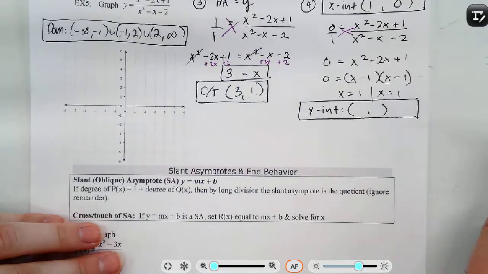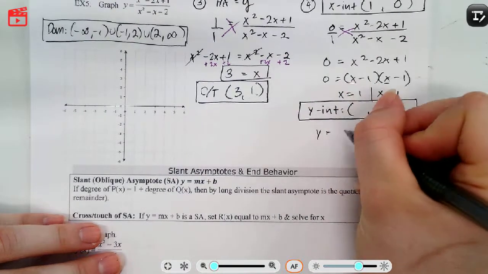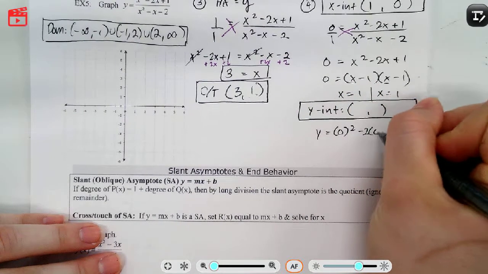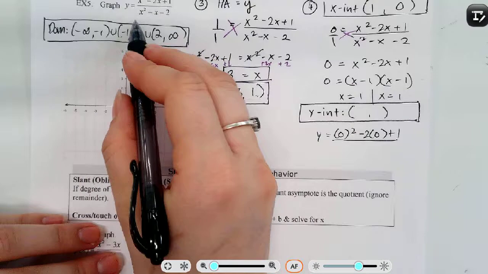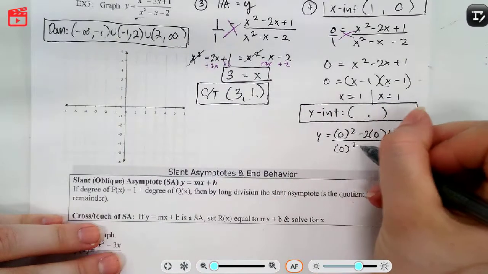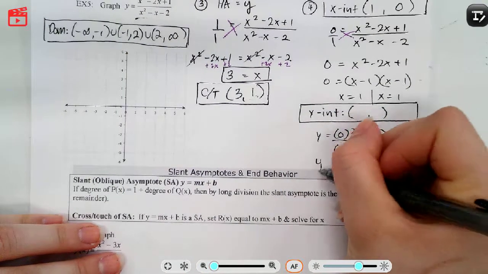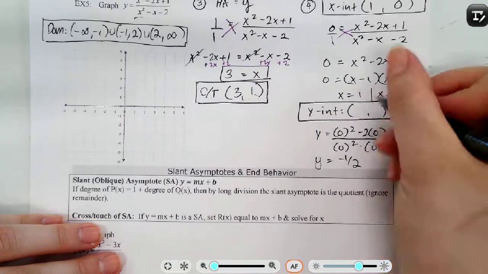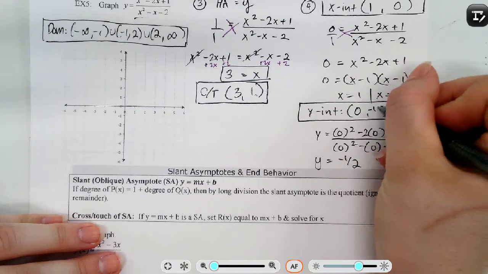Let's see. So y-intercept, set all the x's to 0. 0 squared minus 2 times 0 plus 1, all over, let's see on the bottom, 0 squared minus 0 minus 2. All right, so we're left with y equals negative half. So we have 0, negative half.